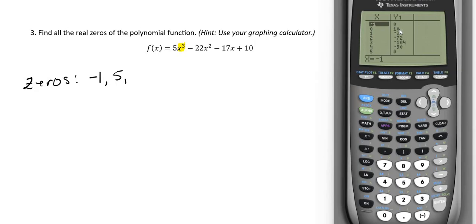So my y value here is 10. My y value here is -24. The only way my graph can go from being positive to being negative is it has to pass through 0. So I know that there is a 0 in between 0 and 1. And again, to me, that's a little bit hard to see from my graph.